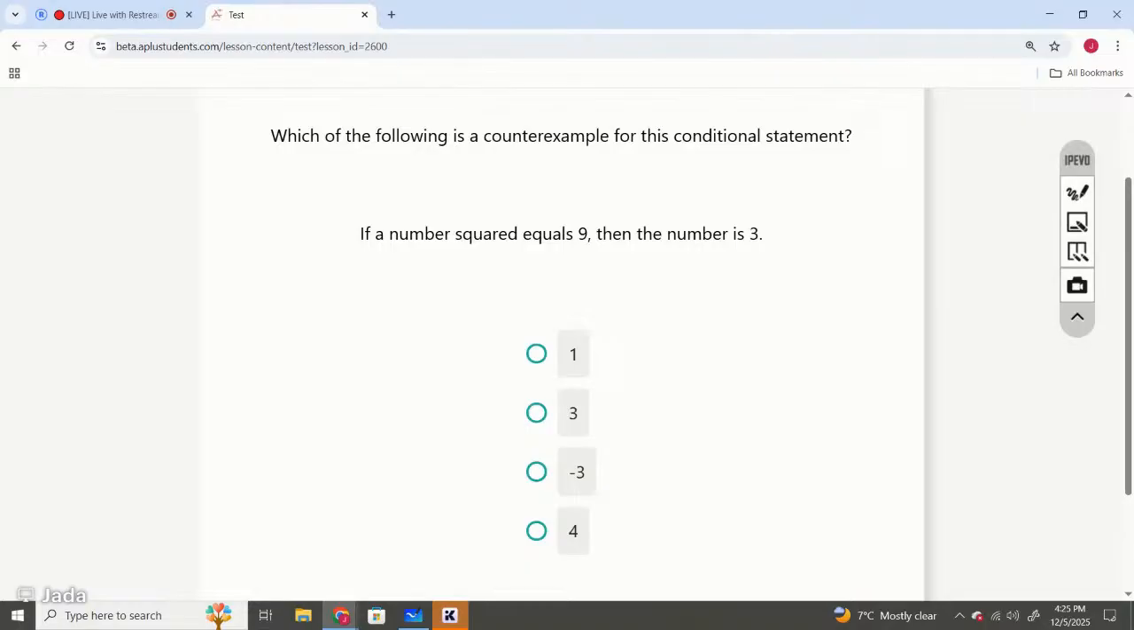Which of the following is a counter example for this conditional statement? If a number squared is 9, then the number is 3. That is for negative 3, because the square of negative 3 is also 9, but the number is not 3.